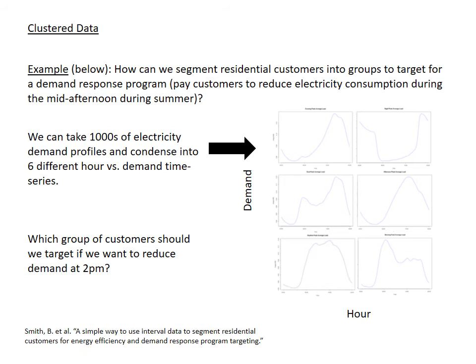And so imagine if you had some information about everybody's hourly electricity demand profile during the summertime. You might want to group your entire customer base into categories based on what their hourly electricity demand profile looks like, and then prioritize those groups in terms of who you should go after to try to engage in this demand response program. And so you could take thousands of individual electricity demand profiles and then group them by similarity into 5 or 6 that look roughly the same. And so that's what's shown here on the right.